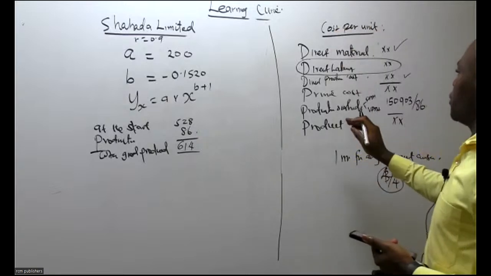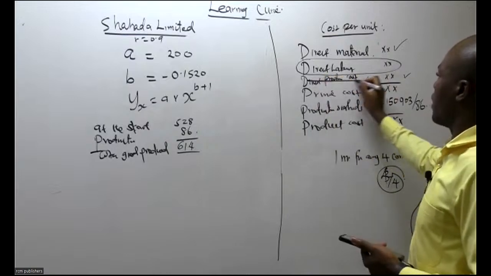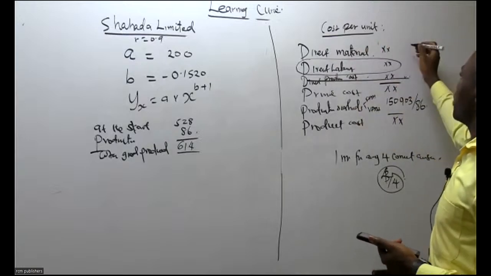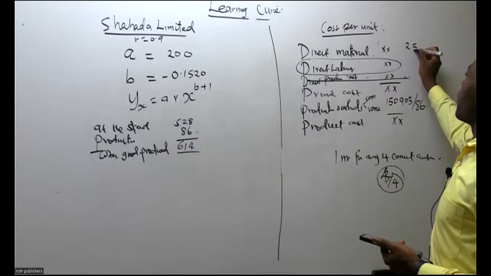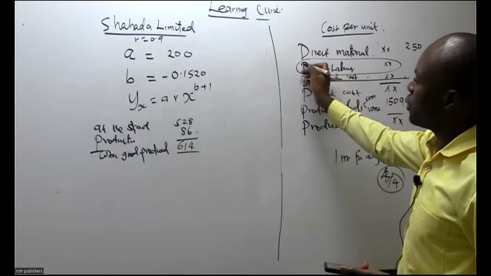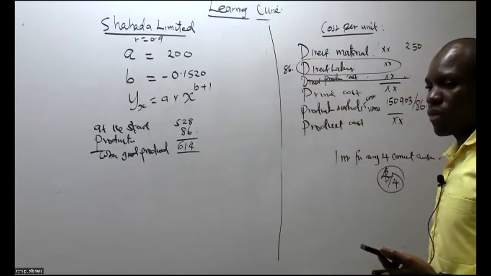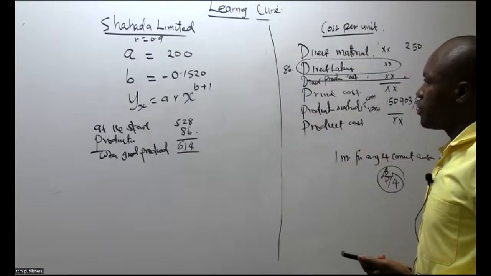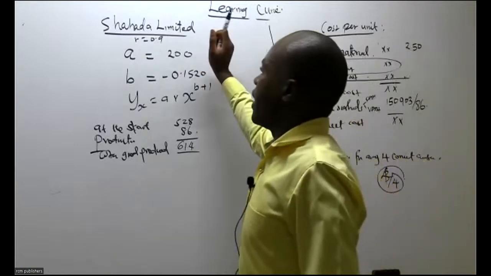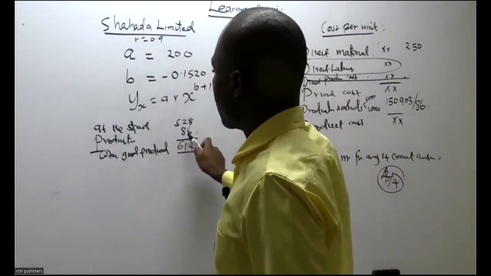When I come to direct material, it is not there in our question, so you're not going to deal with it. Direct material, we have been given 250 per unit. So direct labor is what we need. But the units produced in that particular period, 86. So what do we need to do? What we are going to do is this. We need to apply the learning effect for us to get the time taken to produce the 86 units.